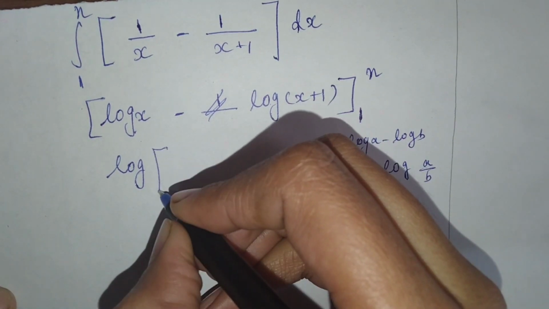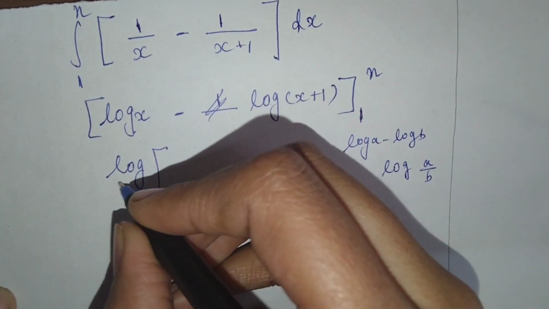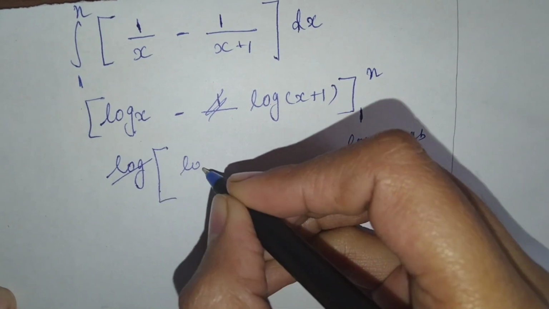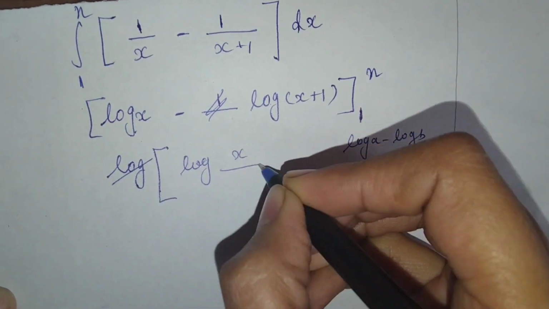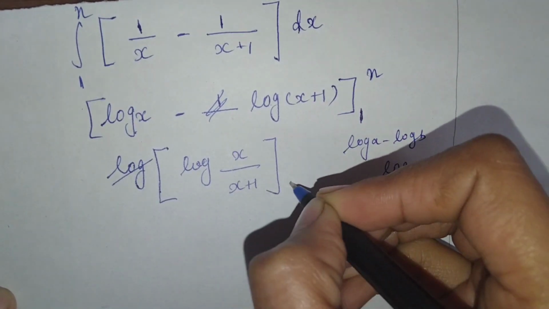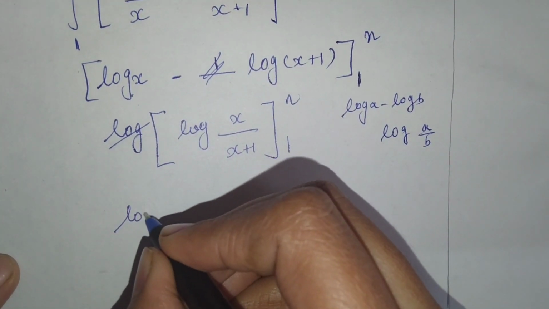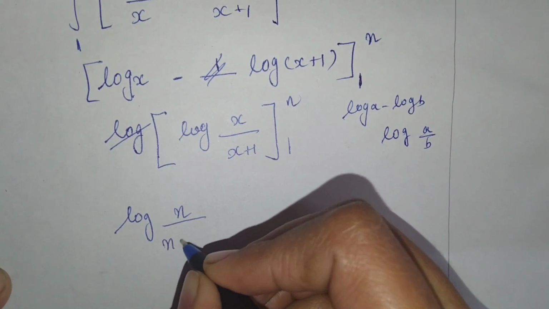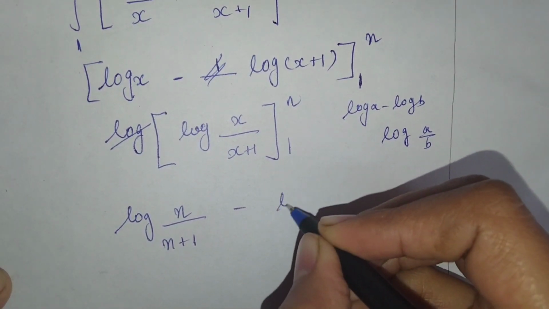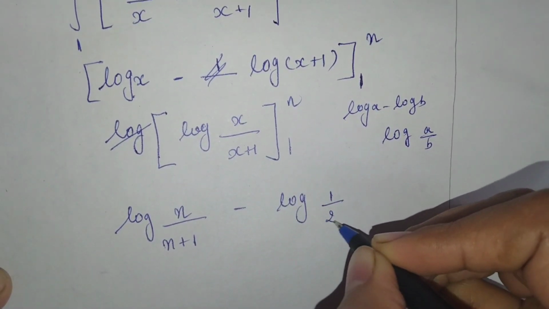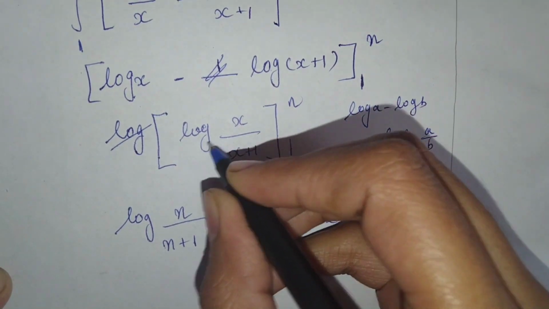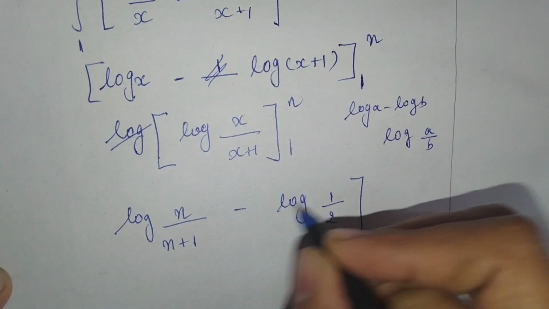So here we can write log of x by x plus 1, and then we will put the limits. So it will be easier. So we can write log of n by n plus 1 minus log of 1 by 2. Okay, log 1 and 1 plus 1 is 2. So log 1 by 2.